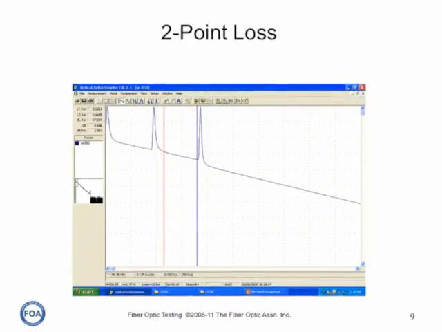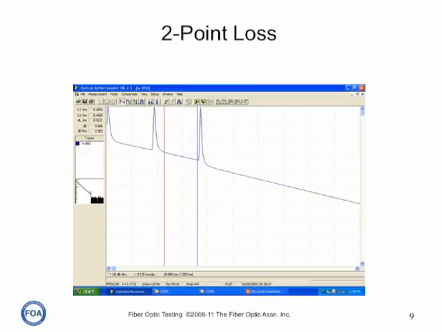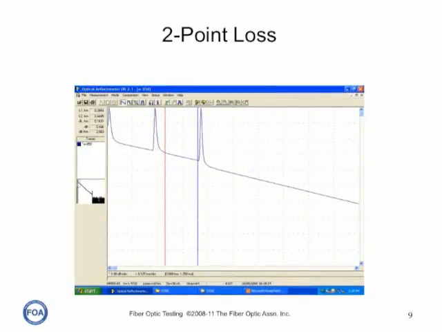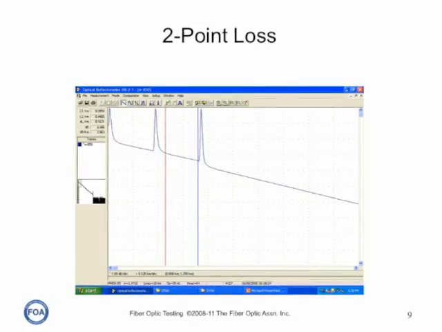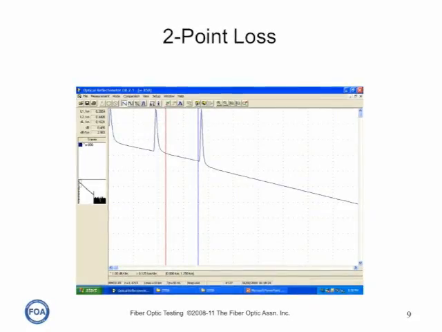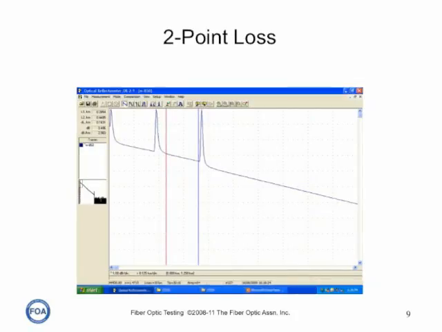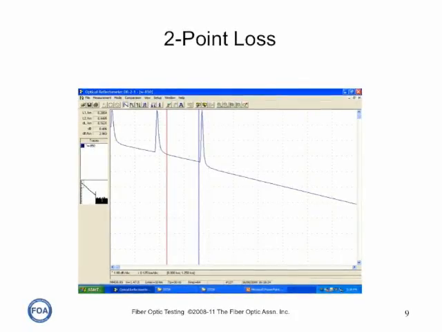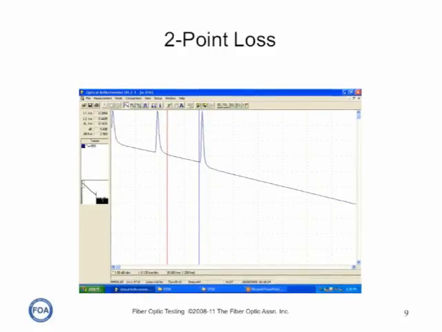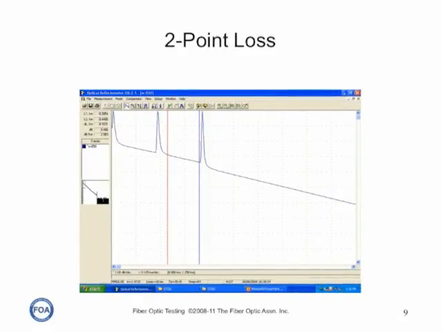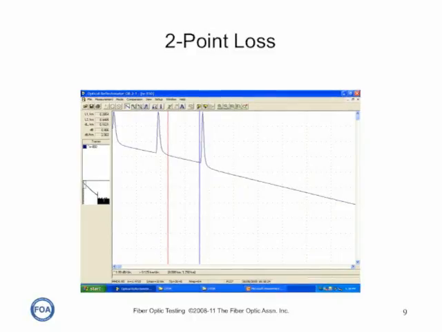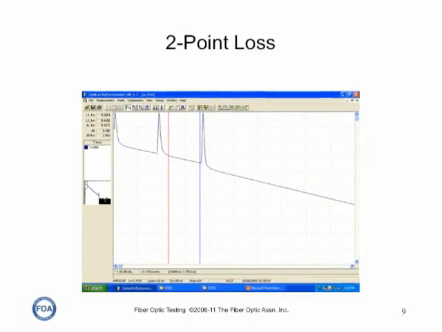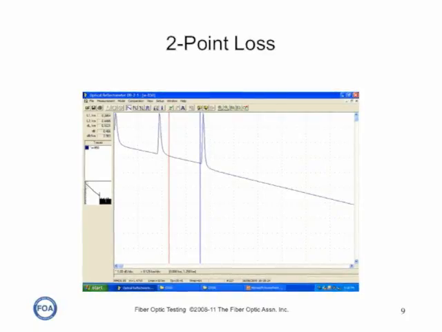In order to measure the loss between 2 points or two markers on the cable plant, we need to make sure we have a clean section of fiber in between events. As you can see, reflective events have a tendency to have a tail on the far end, and that can affect the accuracy of our measurement. So what we do is we set the two markers after the first event settles down and before the second event starts, and then we measure the attenuation coefficient between those two markers.